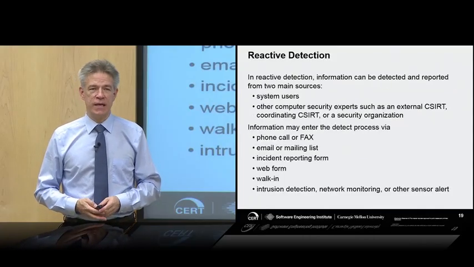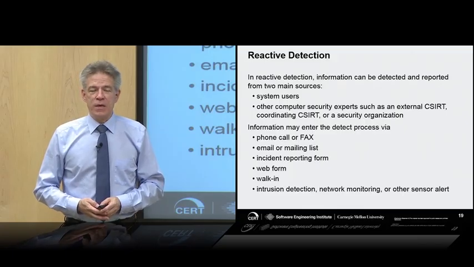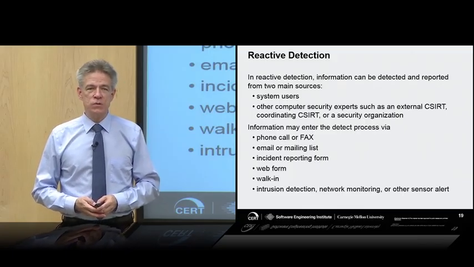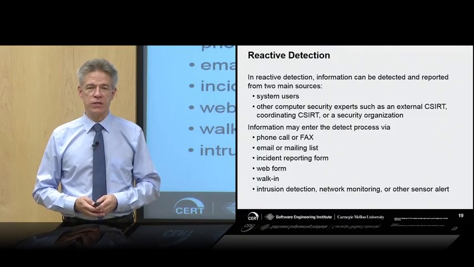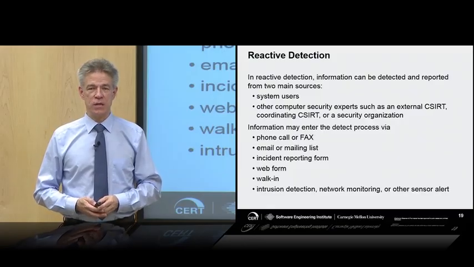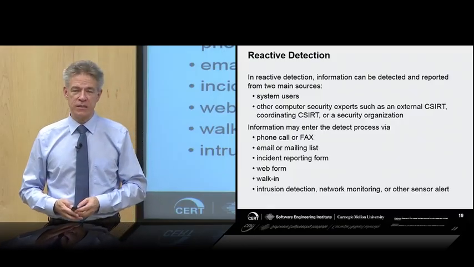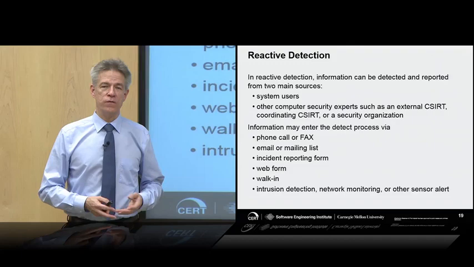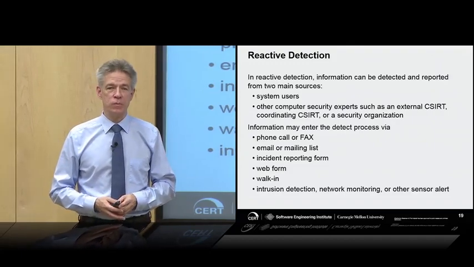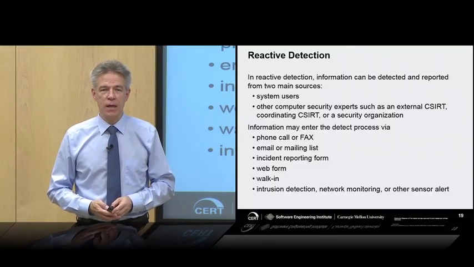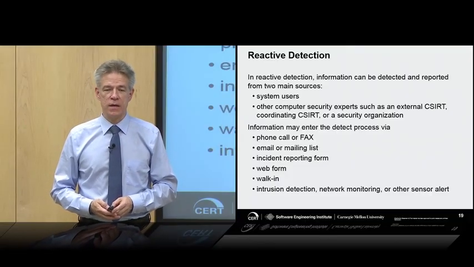So in the reactive detection process, it may be your own constituent system users, or again, it could be someone external to your constituency from another organization or another CSIRT team or other type of security organization who identifies the incident activity occurring first, and they notify you to try to alert you. Maybe they're seeking your cooperation, or maybe they're just being a good internet neighbor and letting you know that you may have an incident that you're unaware of.